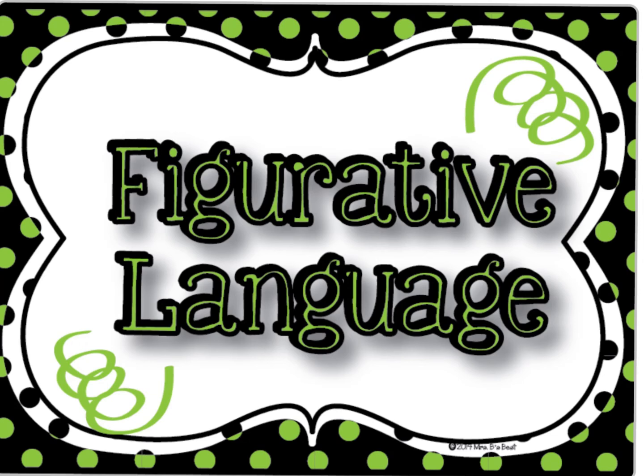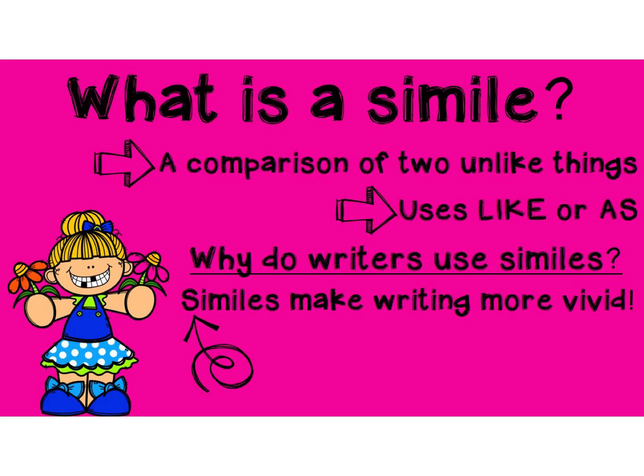Hey boys and girls, today we're going to talk about figurative language. And the first part of figurative language that we're going to study is similes. What is a simile? A comparison of two unlike things, and it uses like or as. So it's going to be comparing two things, and it'll either have like in it or it'll have as in it. Why do writers use similes? Similes make your writing more vivid or more interesting.